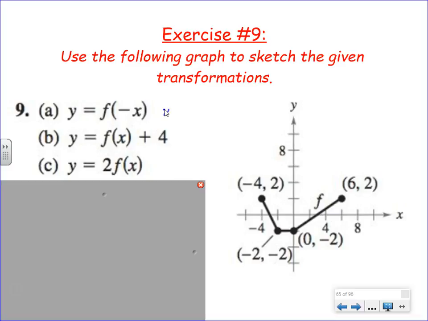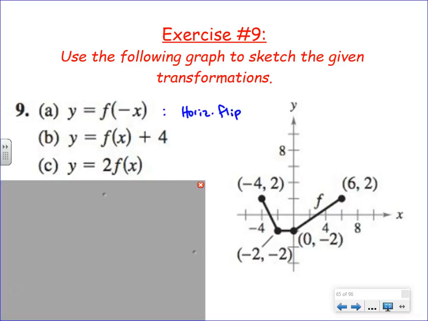What's your verbal description for this transformation? It's flipped over the y-axis. Okay, flipped over the y. Can I just call it a horizontal flip for the sake of simplicity? Yes. But you're right. Flipped in the y-axis, or about, or over. I like them all.